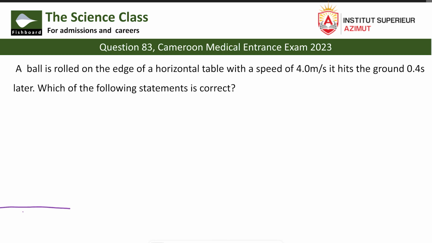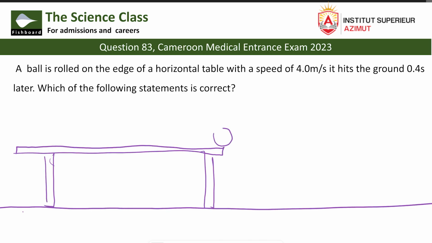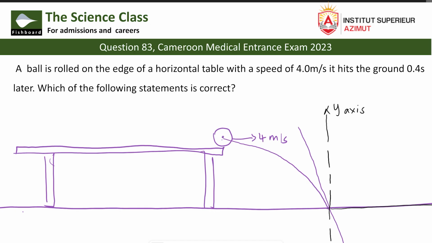Let us draw the floor. Here is the table, and here is the ball at the edge of the table. They say the ball is rolled with a speed of 4 meters per second. We are going to ignore air resistance and assume that this 4 meters per second is just in the x direction. So we have no vertical component of speed. Now, because of gravity, we expect this ball to follow a projectile path, something like this. Now, the point at which this path intersects the floor will help us to determine the angle of impact. The whole of this journey is going to take 0.4 seconds.